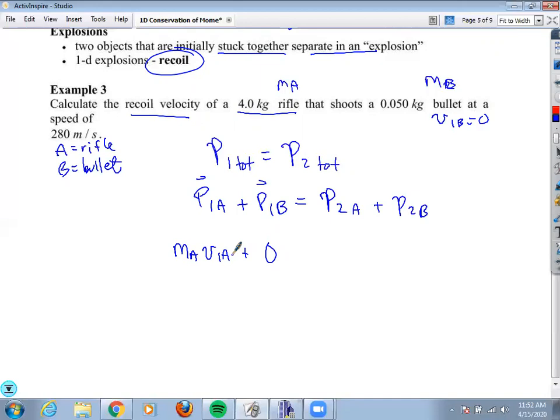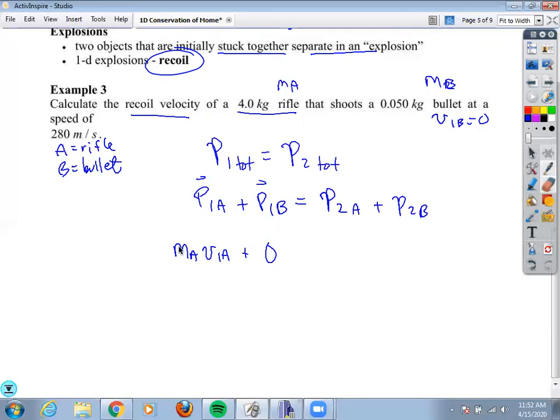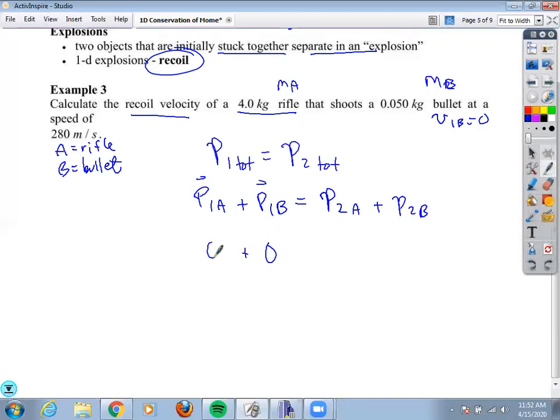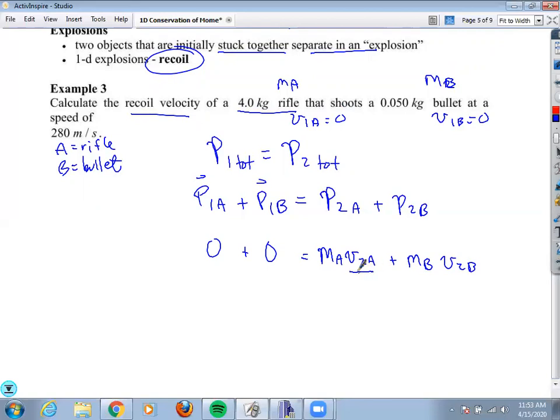Back up. The rifle and the bullet are both at rest. So they're both 0. My apologies. So the initial momentum is 0 because the rifle is at rest. V1A is also 0. There's nothing to say that it's moving. So the initial momentum is 0. So that must equal the final momentum of A, so that would be MA V2A plus MB, the bullet, times V2B.